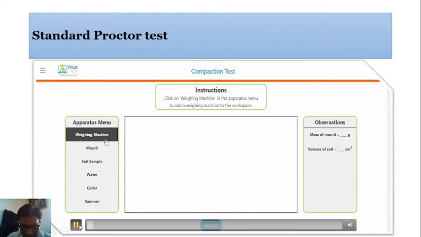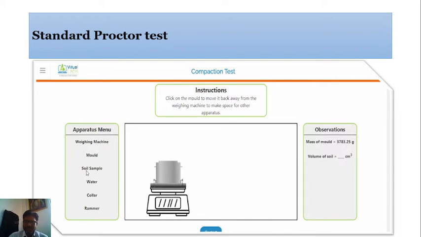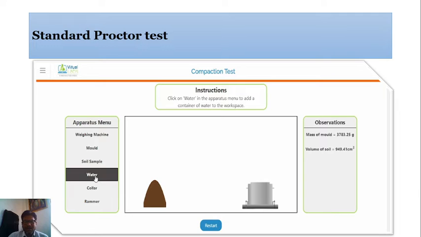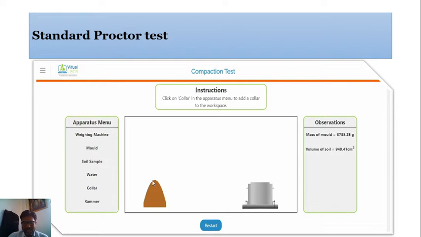First of all, we take a weighing machine. Then we take a mold, and its weight is measured using the weighing machine. We take a soil sample and add some particular water to it. Then we fill the mold in 3 layers for the standard Proctor test and 5 layers in the modified Proctor.